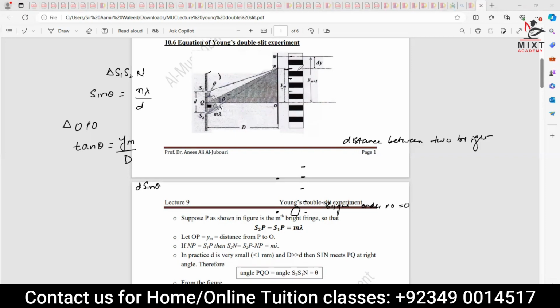Where will be ym plus 1? Definitely 1 on the top, above. So how will you find out the difference? If you subtract ym plus 1 minus ym. Now you understand that? Yeah. Because actually we have to find this delta y in the end. Let's see how do we do that.